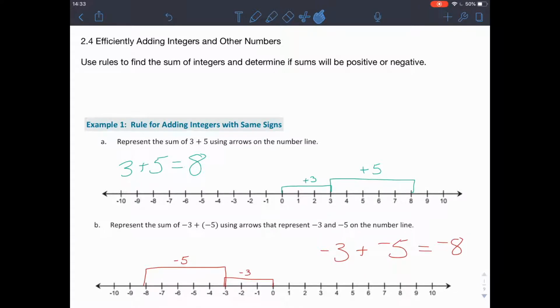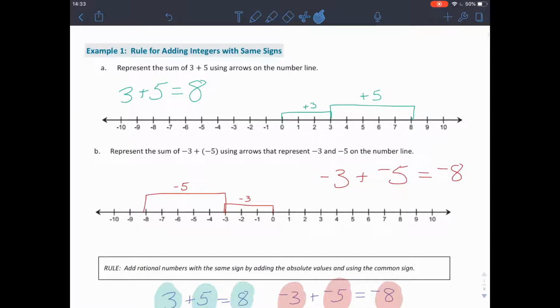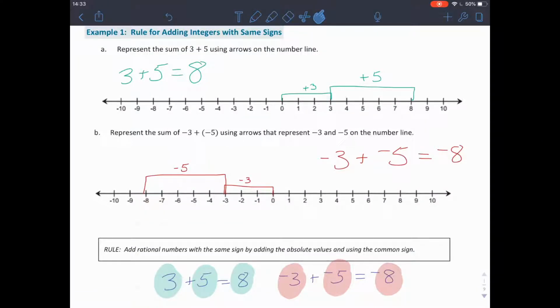So what do these problems have in common? Well, for both of them, I know that 3 plus 5 is 8. The only thing that really changed is that when my addends were both negative, my answer was also negative. So the rule that I can use for adding integers with the same sign is I can add the absolute values and then use the common sign.